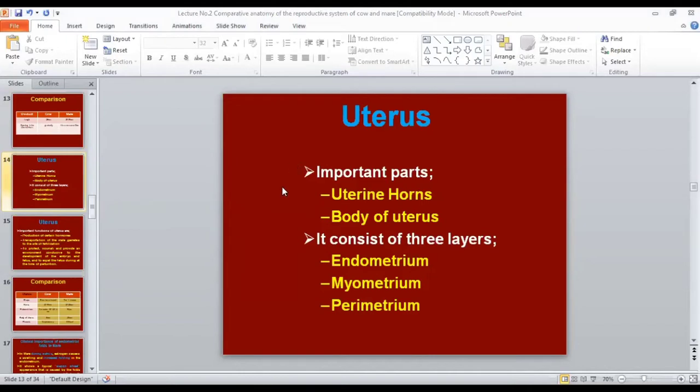Okay, then as for the uterus, the important parts are the uterine horns and the body of the uterus. The uterine wall consists of three layers: the endometrium, myometrium, and perimetrium. Every layer has its own specifications and significance.